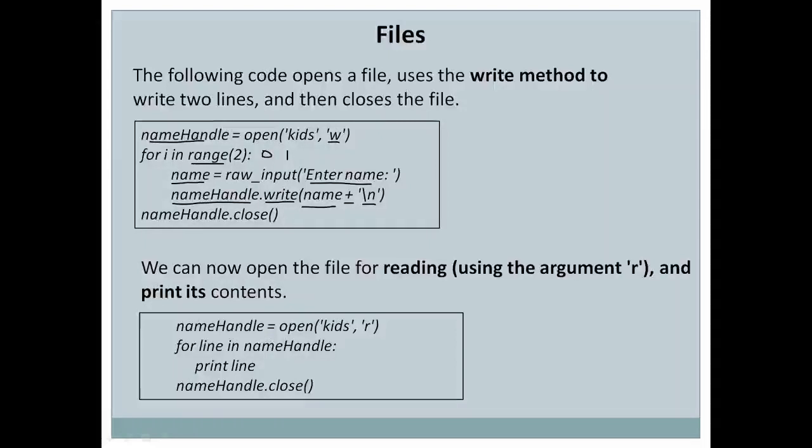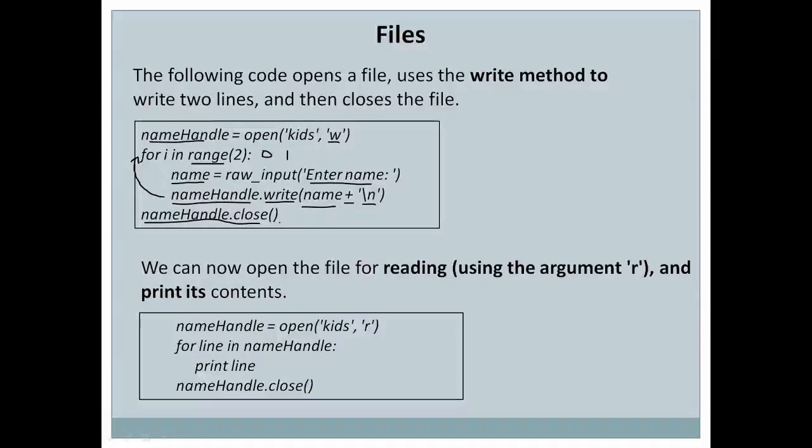So these are two statements included inside the for loop. We have one more statement here, but this statement is outside the for loop, remember. These two statements are executed twice because this is a loop, and this loop will repeat for 2 times. It will write the information to the file kids. And after that we are closing the file handle by using name handle dot close.